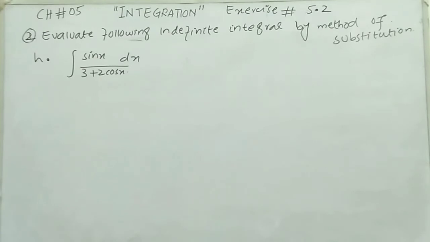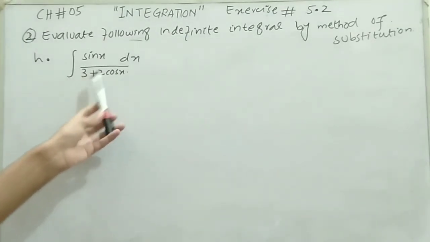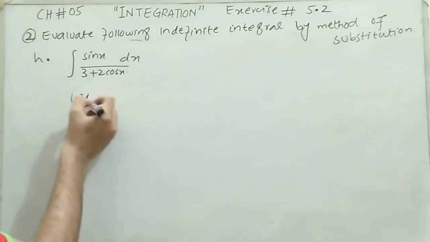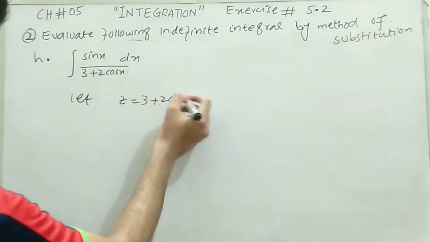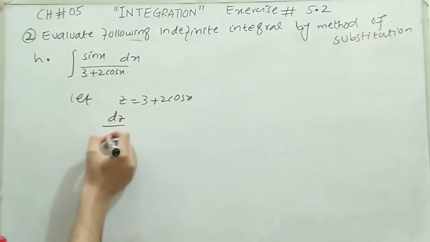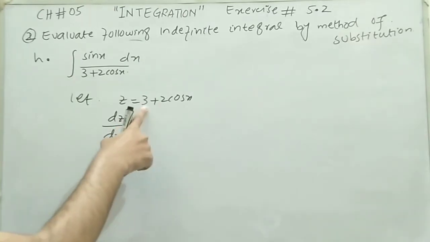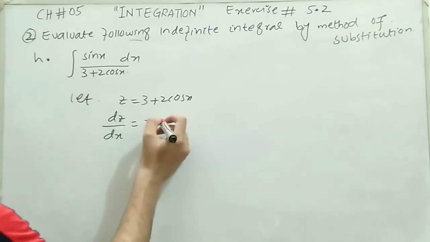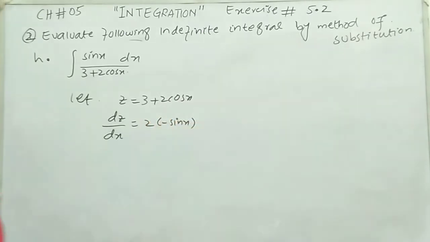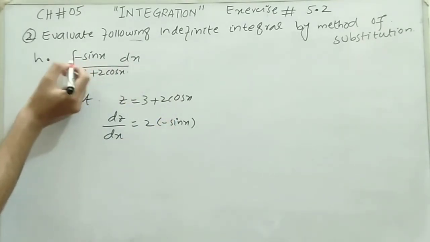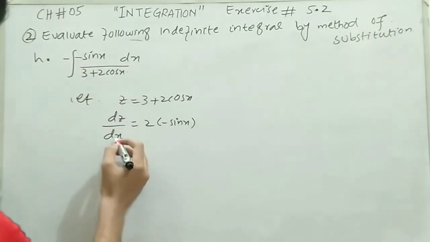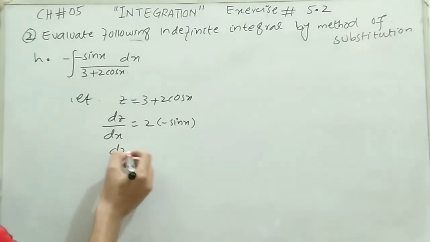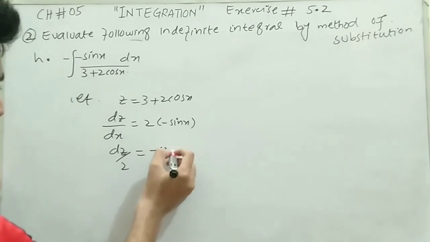Now move to the last part of today's lecture, question number 2. It is the integral of sin x dx divided by 3 plus 2 cos x. Let's suppose z is equal to 3 plus 2 cos x. Now differentiate both sides with respect to x. So dz by dx will be equal to the derivative of the constant 3, which is 0, and 2 times the derivative of cos x, which is negative sin x. Over here we have sin x dx, so I multiply by minus and minus, because it gives us plus. So it becomes minus sin x dx. So dz by 2 will be equal to minus sin x dx.